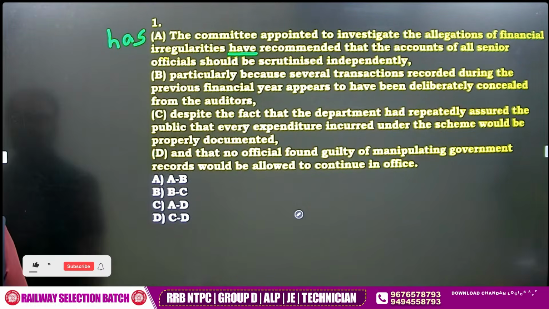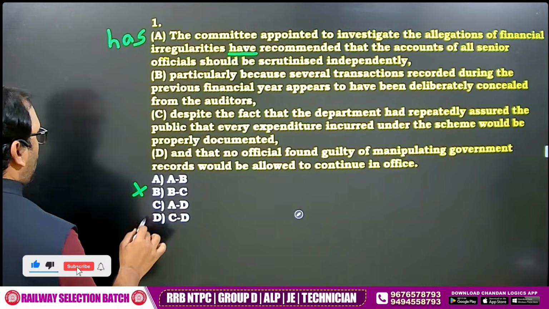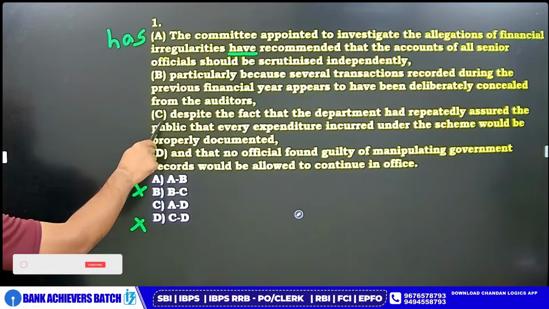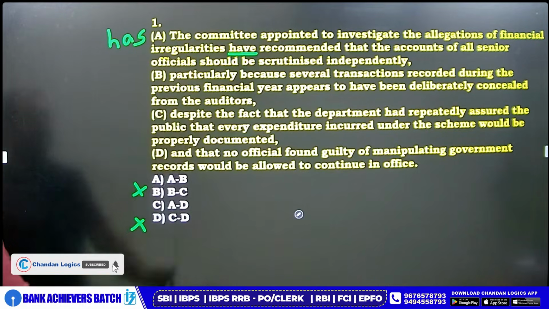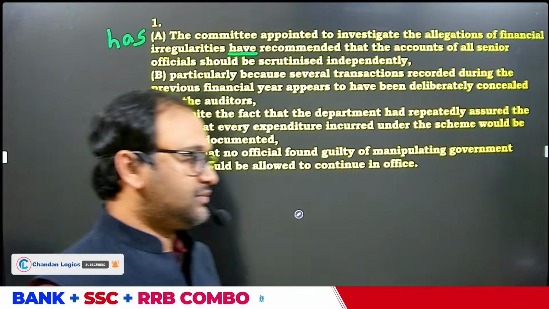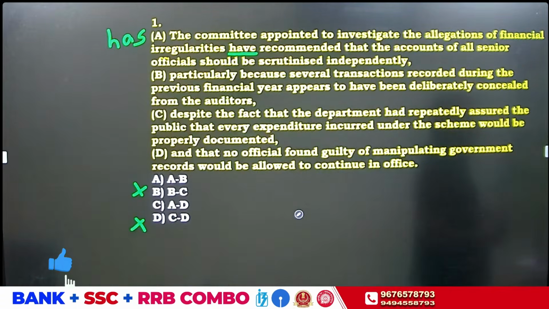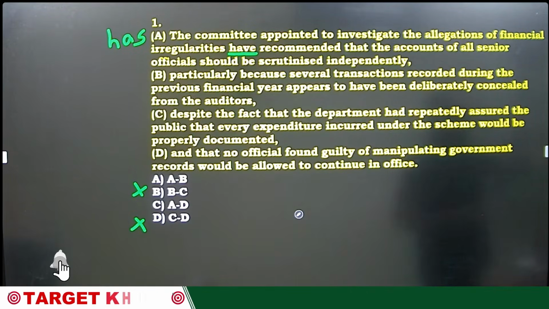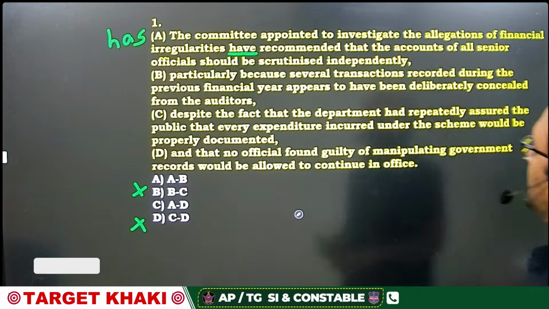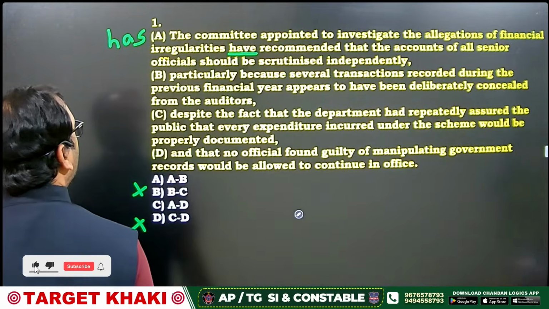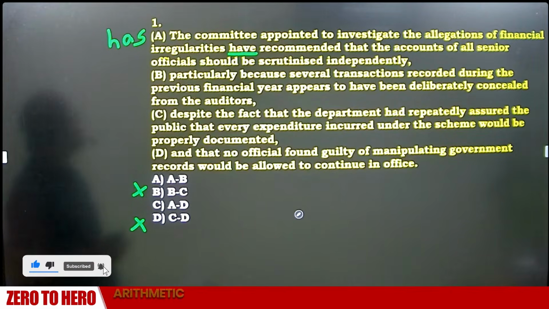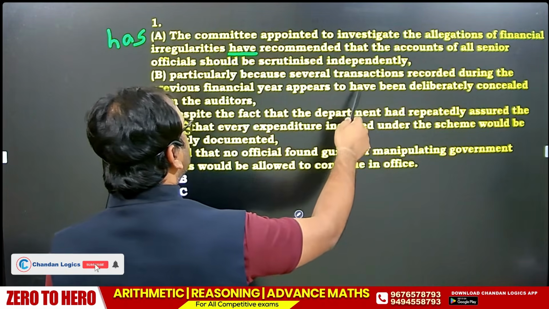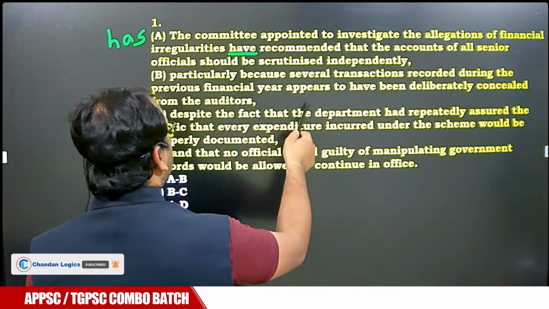So part A has a problem. So naturally the other 2 options are removed. Now is it AB or AD? So you don't have to focus on C. Either B or D. Where is the error? Simple. Yes. My dear friends, if you look at the second option, because several transactions recorded during the previous financial year appears.